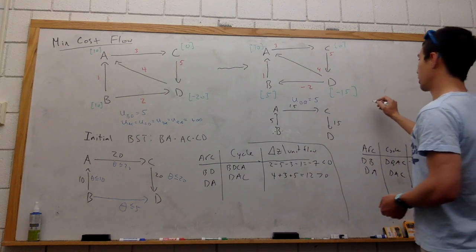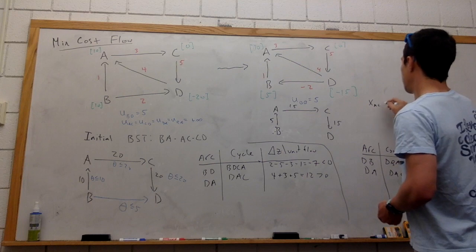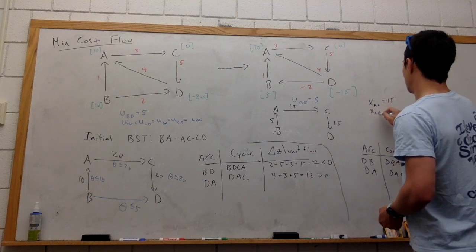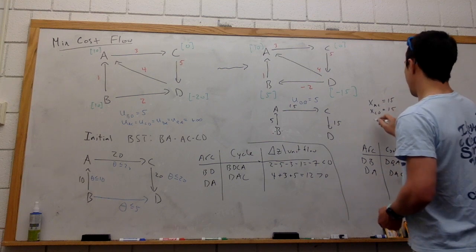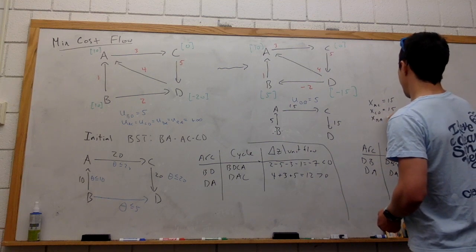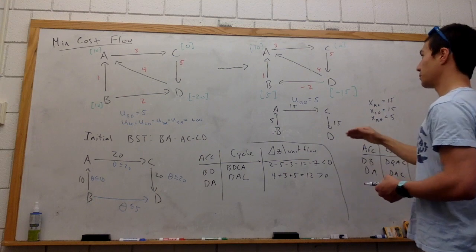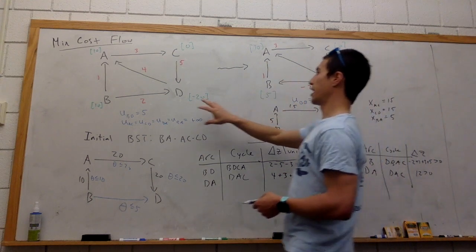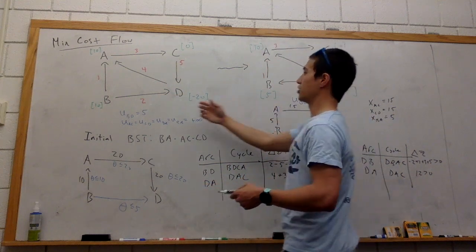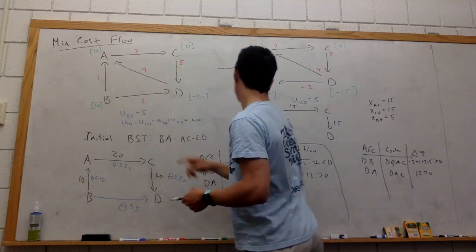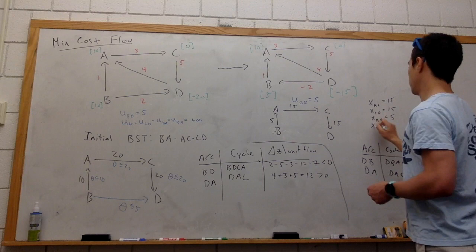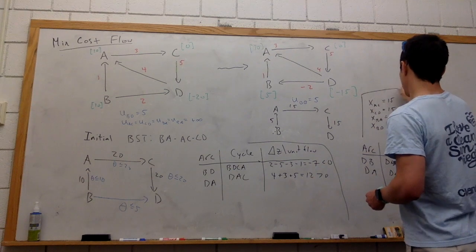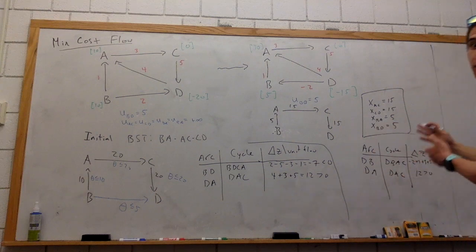So the optimal solution is send 15 units from A to C, send 15 units from C to D, send 5 units from B to A, and we're almost done, except we have to remember that we're not in our original graph. We're in this updated graph where we've already imagined that we're sending 5 units this way, so we need to remember that we're sending 5 units from B to D here. And this is our optimal solution, and this is the minimum. This will give the minimum cost.